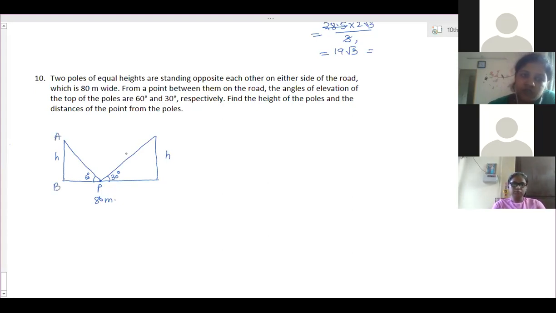So AB is one pole, CD is the second pole. We have to calculate the BP or PD distance and H. So we'll consider BP as X. If BP is X, then what is PD? 80 minus X. The poles will be at 90 degrees. So in these triangles ABP and CDP, we have to use tan values.